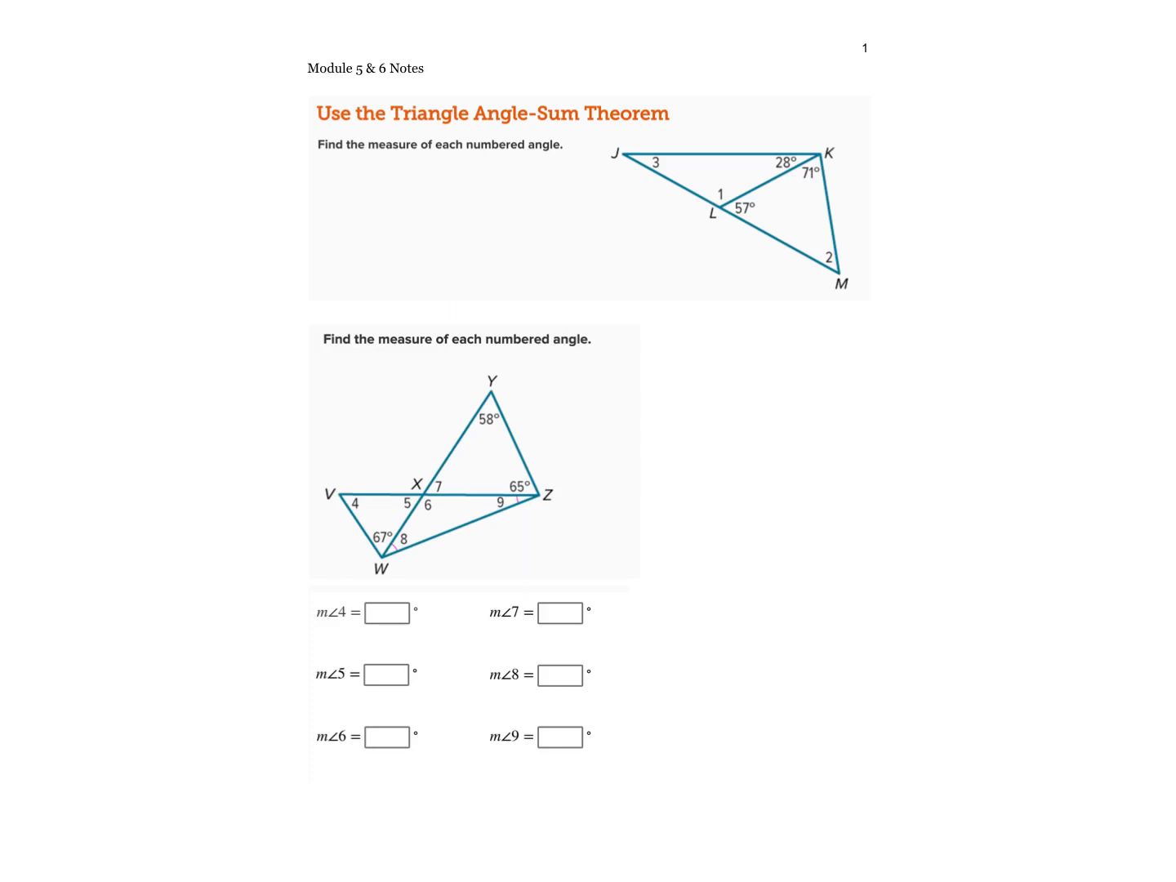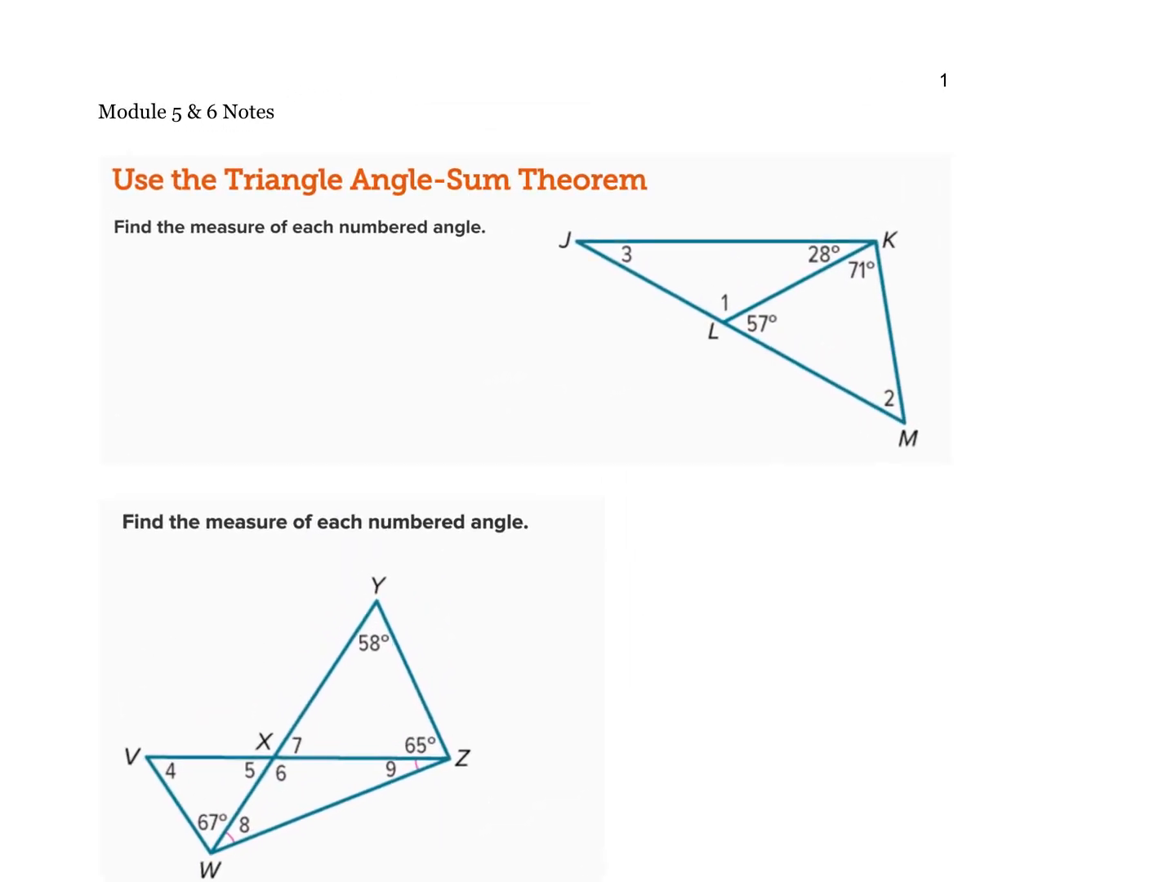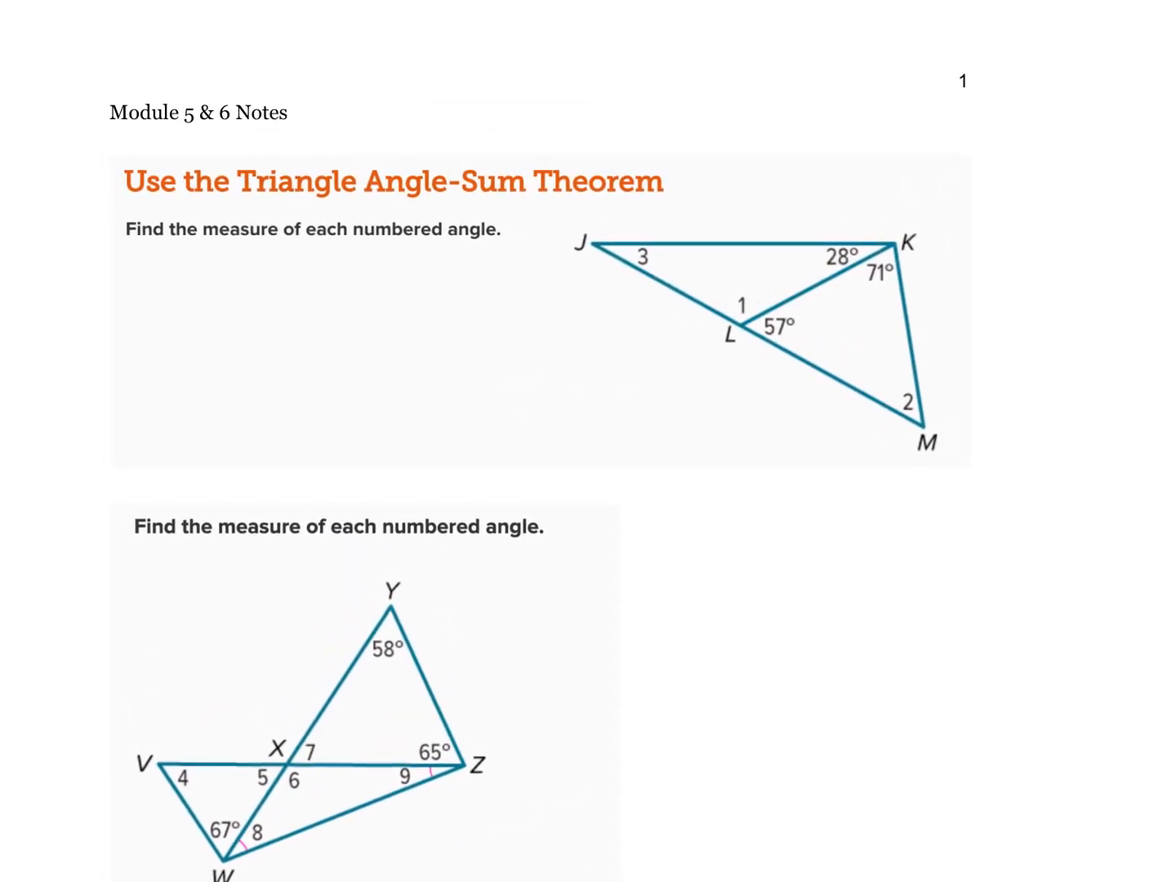Be asked to do, and these are your notes for Module 5 and 6, is be able to solve for missing angles of a triangle, okay? So if we take a look at our first example here, triangle JKM, okay?